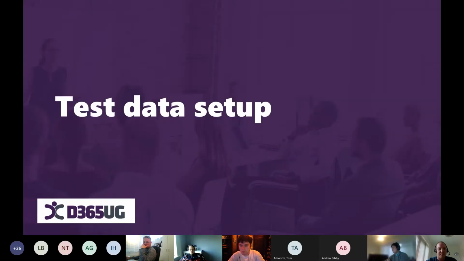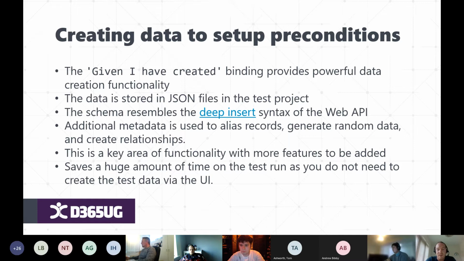Okay, moving on to test data setup. So yes, what we do, and you'll see in the demo, is we use JSON notation. We use the Web API syntax from Dynamics 365. So it's all standard. You're not expected to learn any sort of custom JSON. You could literally steal this from the API, put it into your JSON file, and then unless you need to do some more advanced features such as aliasing or randomizing data, you can get going very quickly.